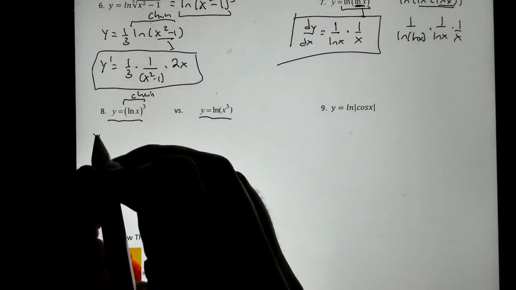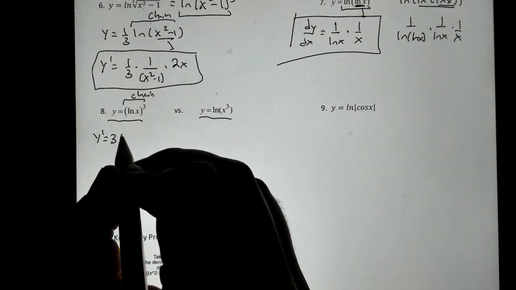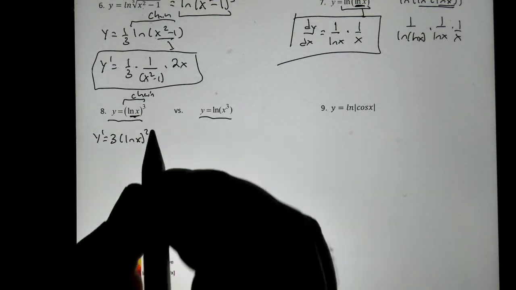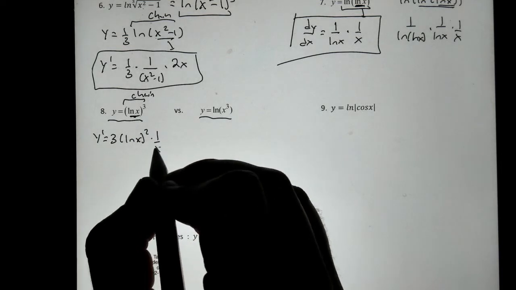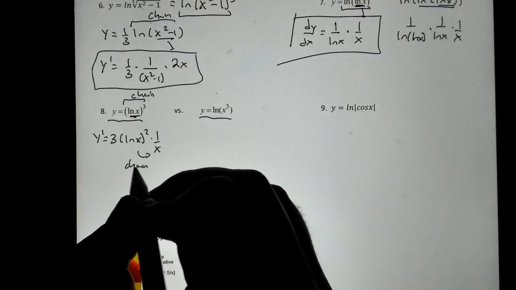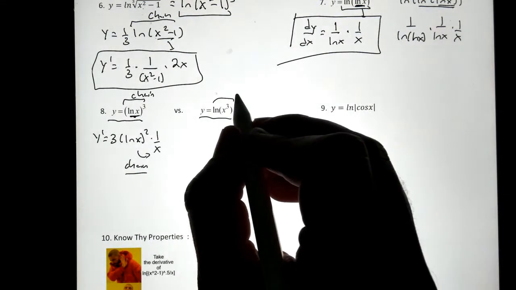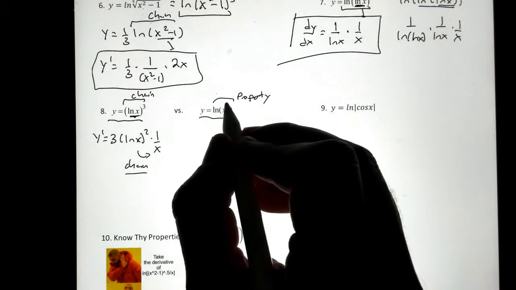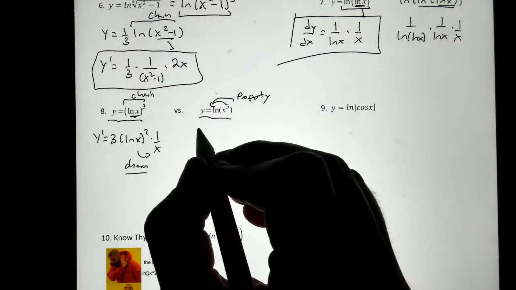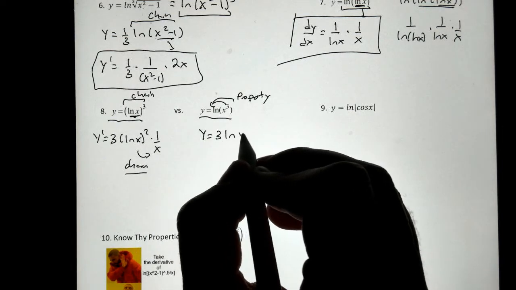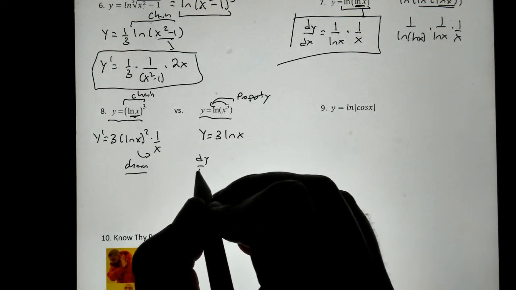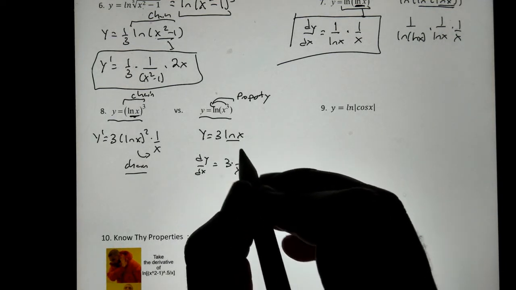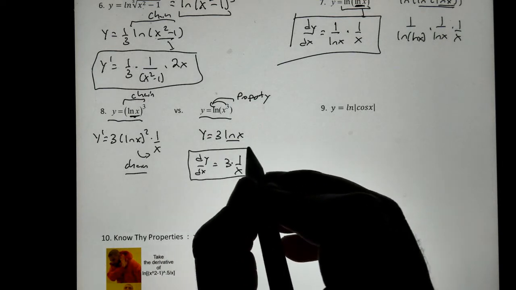If I take the derivative, we should get 3 natural log of x squared times the derivative of the inside, which is 1 over x. That's our chain rule. Over here, if I wanted to, I could use my property. I don't have to, but I could. This one says I can just drop my power and write this as y equals 3 natural log of x. The derivative, dy dx, becomes 3 times 1 over x, since the derivative of natural log of x is 1 over x, and there's our answer.